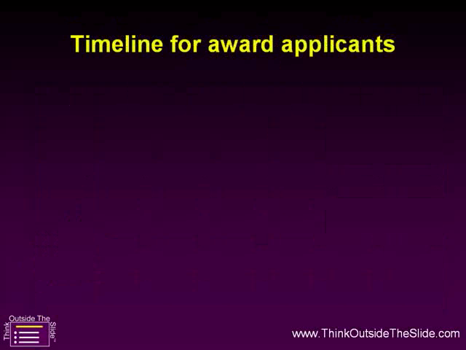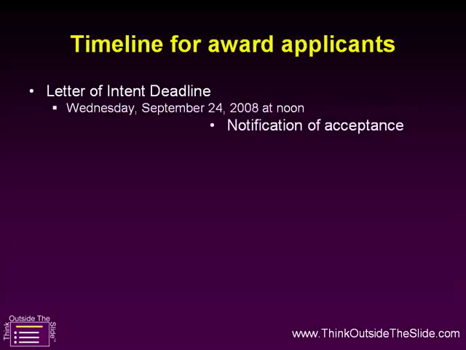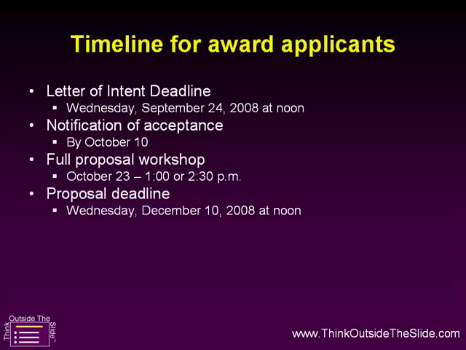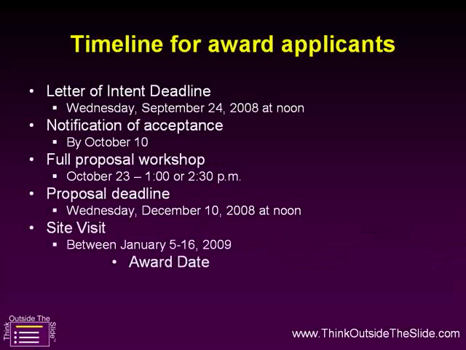Instead of doing this, this is a timeline for award applicants. Each of these things flies in. Again, it's a lot of information. People don't know how to put it into context when you just list it bullet point after bullet point after bullet point. Instead, how about this?